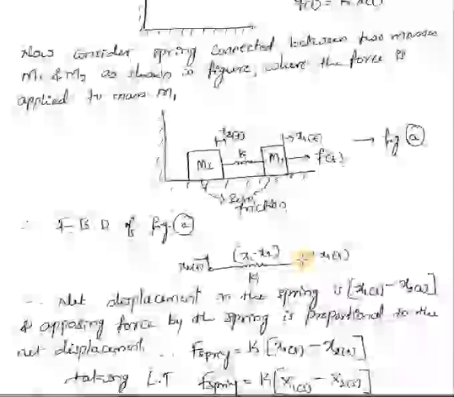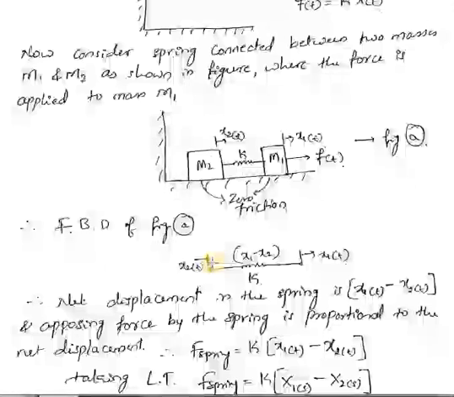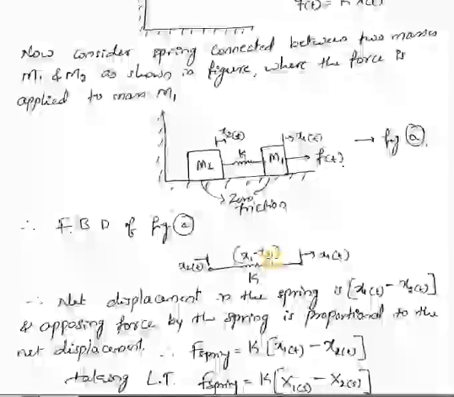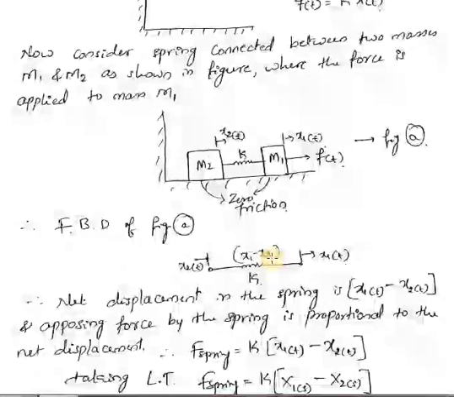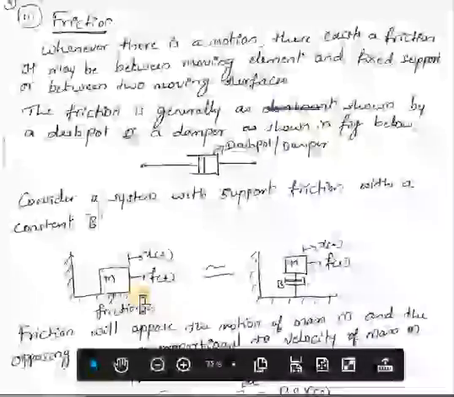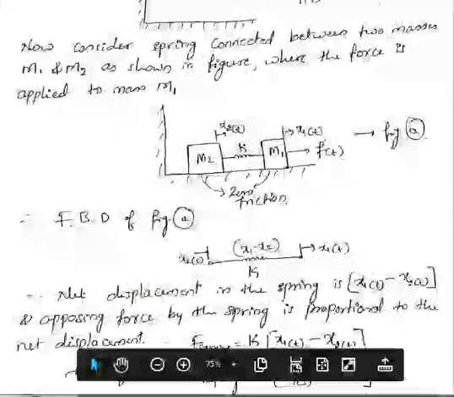So here it will have x1 of t as the displacement, and m2 will have x2 of t as the displacement. Now to cause the displacement on m2, that is x2, the net displacement in the spring will be the difference between those two, that is x1 minus x2, which is occurring on the spring to give the displacement for the masses m1 and m2. And the spring always opposes the motion or the displacement.